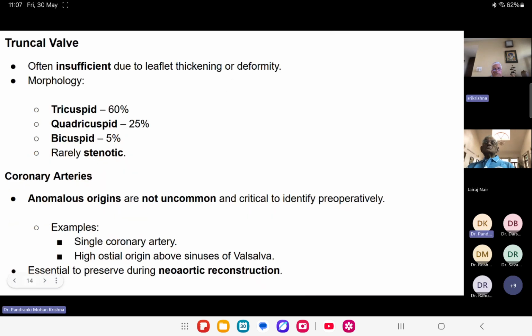Coming to the truncal valve. Truncal valve usually, if it has a problem, it will be insufficient, that is regurgitation, and rarely stenotic. Mostly tricuspid, 60%, but quite a few cases will have a quadricuspid valve, around 25%. Rarely bicuspid, that is 5%. Coronary artery anomalies usually seen, like single coronary artery origins and high ostial origins with intramural courses above the sinus of Valsalva.